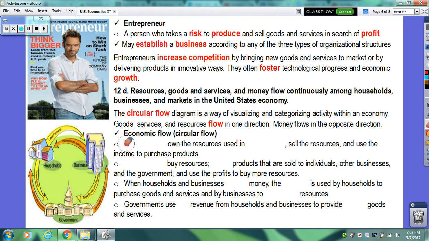So under circular flow, households own the resources used in production, they sell them, and use them to buy products. Businesses are going to buy resources. They're going to make products that are sold to individuals, businesses, and the governments. With the profits that they earn, they acquire more resources to be able to produce more. So when households and businesses spend money, the income is used by households to purchase goods and services, to purchase resources.